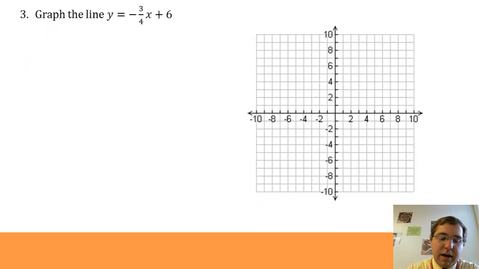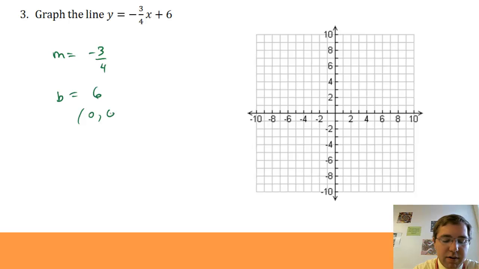So let's do that again with this. Graph the line y equals negative 3/4 x plus 6. So it's already in what form? Slope-intercept form. Oh, you're so good. So let's graph it using the slope of negative 3/4 and the y-intercept b of 6, which gives us the point 0, 6. We start with the y-intercept.